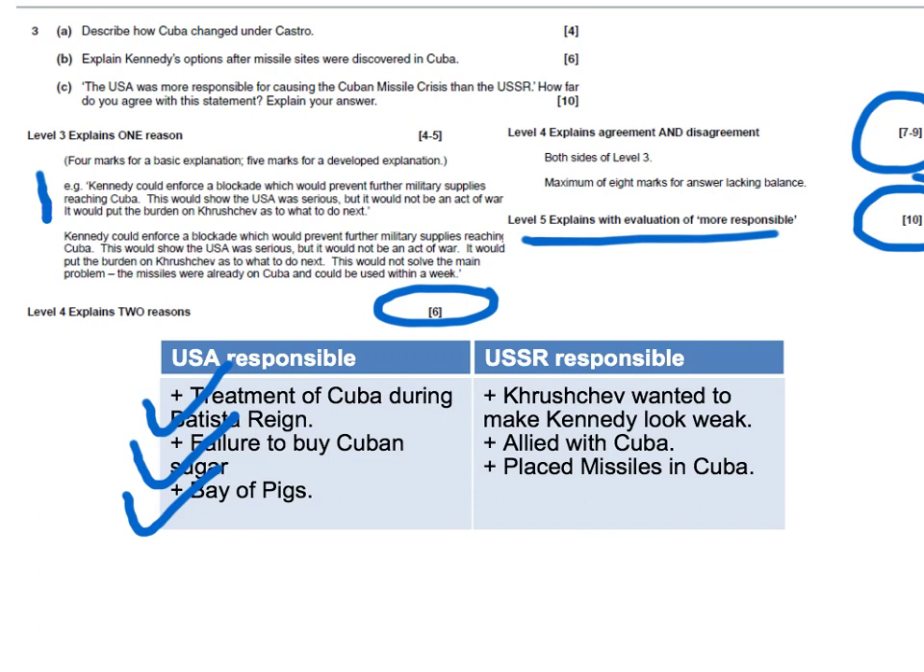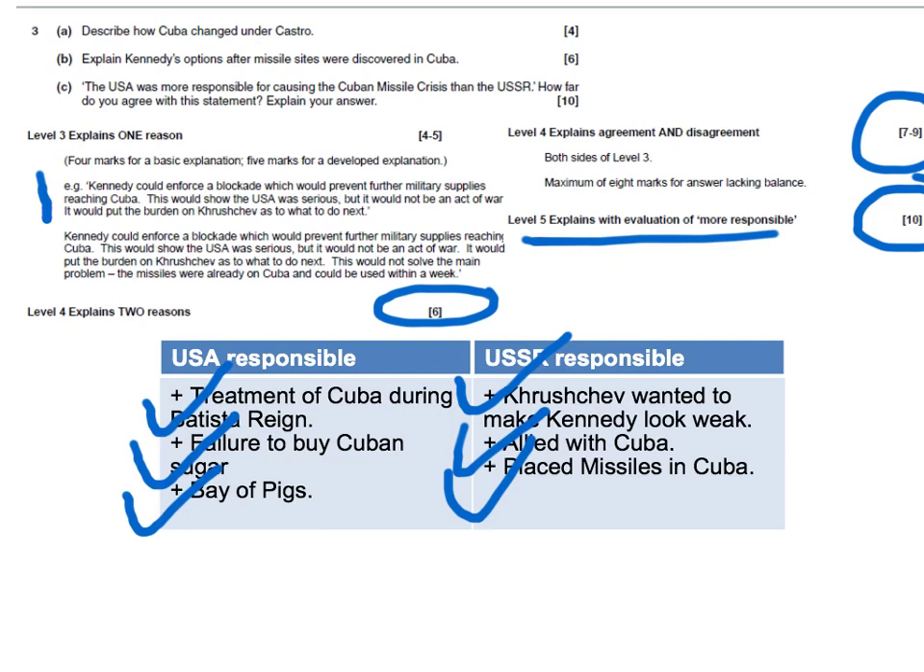What about the USSR? Well, Khrushchev really wanted to make Kennedy look weak. The Berlin Wall had gone up in the previous year, and Khrushchev, as I say, wanted to make Kennedy look weak. So he adopted this placing of missiles onto Cuba to try and make Kennedy look weak. Then the USSR allied with Cuba, they bought their sugar, and they brought Cuba into the Russian fold, and then finally they placed missiles on Cuba.